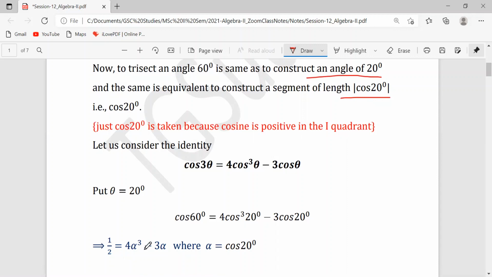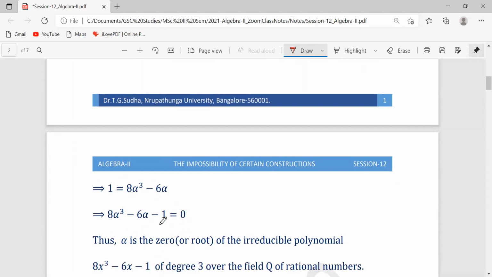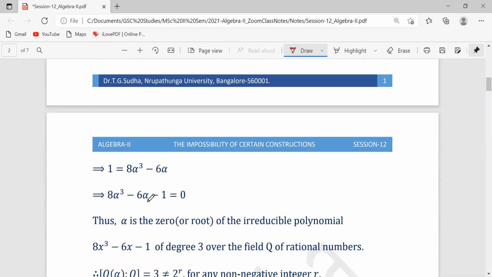Let us cross multiply this 2 to the right-hand side and we get 1 equal to 8 alpha cube minus 6 alpha. Shift this 1 to the other side, you get 8 alpha cube minus 6 alpha minus 1 equal to 0. Thus alpha satisfies this cubic polynomial. Since alpha is a root of the irreducible polynomial 8x cube minus 6x minus 1, which is of degree 3 over the field Q of rational numbers.